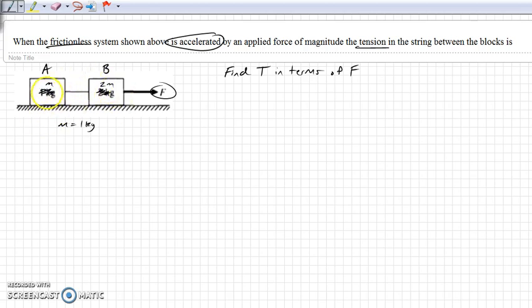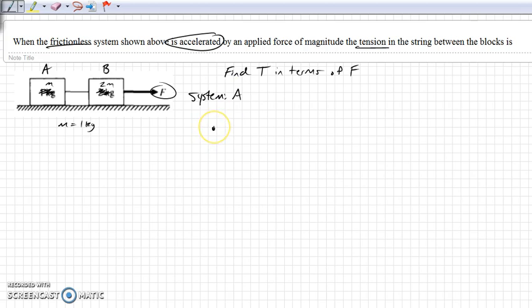Now, the reason why I'm going to treat each of these objects as their own system is because this wants me to find tension. And tension is something that is internal to the system A and B, as if this was one object. So I can't find the tension in this rope if I think about A and B as one object. Instead, I have to think about A as its own system and B as its own system. So let's just start with A and think of it as its own system. So system, then I'm going to label it A.